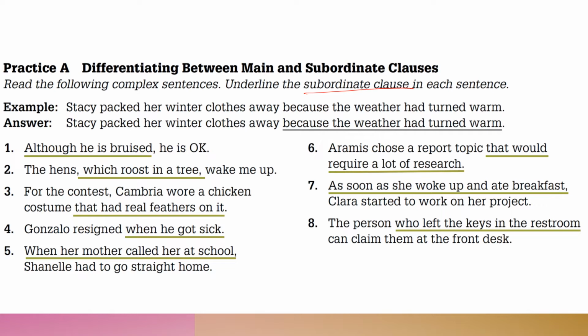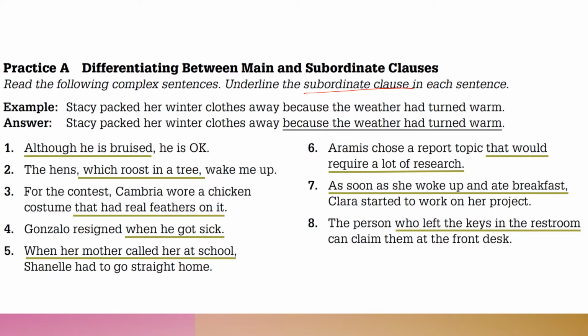So those are the subordinate clauses, the dependent clauses. By the way, if we remove them, all the rest of the sentences will make sense. For example, number 2, the hens wake me up. It makes perfect sense. But we can never keep the subordinate clauses only, like in number 2, which roosts in a tree, and I thought that doesn't make sense. So this is just to differentiate between the main clause that can stand alone and the subordinate clause that cannot stand alone.